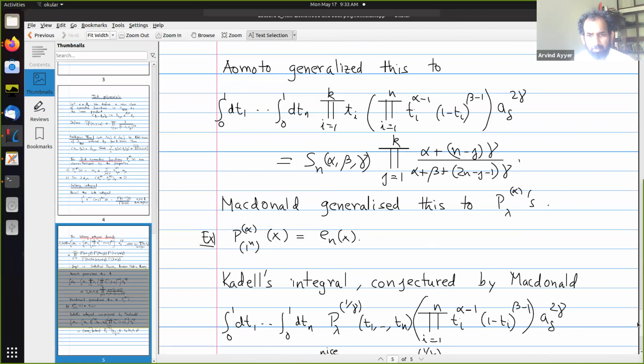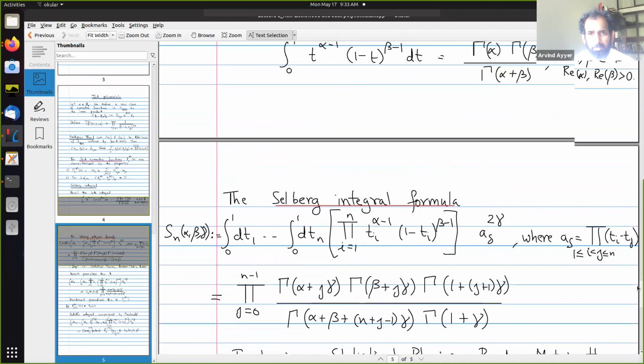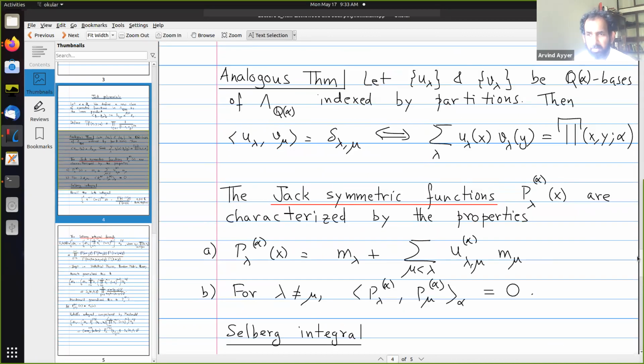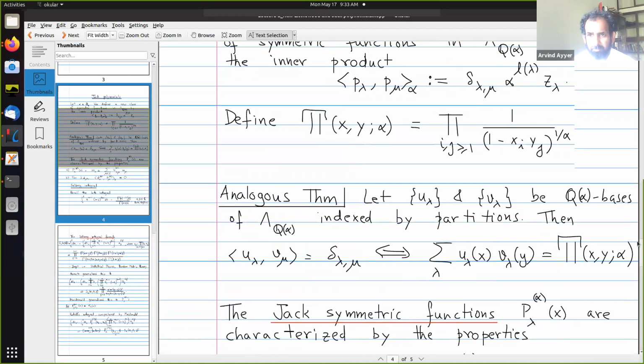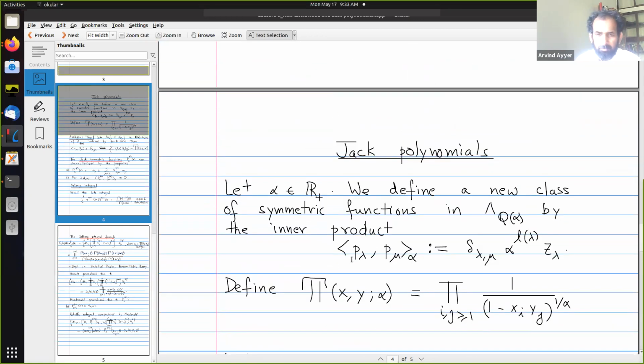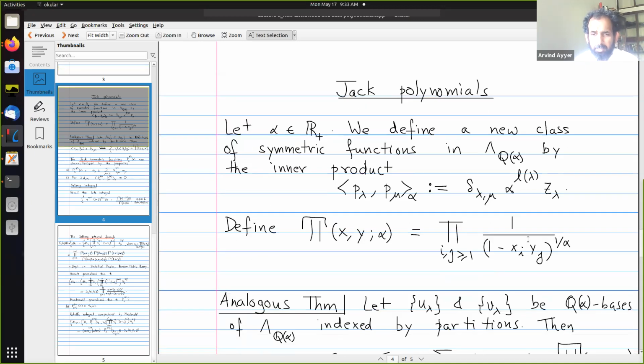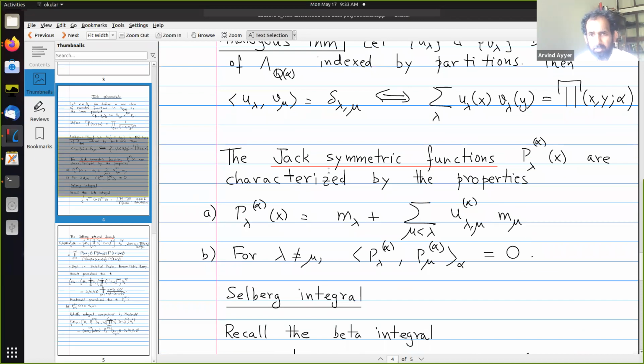Today I want to give a combinatorial interpretation for the Jack polynomials. Remember we defined Jack polynomials via this inner product. We define this inner product on the power sum symmetric functions, where we have the usual z lambda and this extra parameter alpha raised to the length of lambda. And we said, with our proof, that the Jack symmetric functions P lambda alpha are characterized by the same kind of properties that Schur functions are with respect to this inner product.